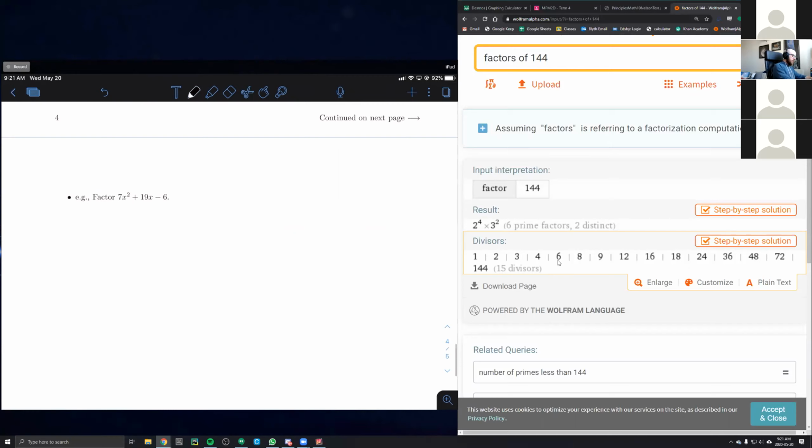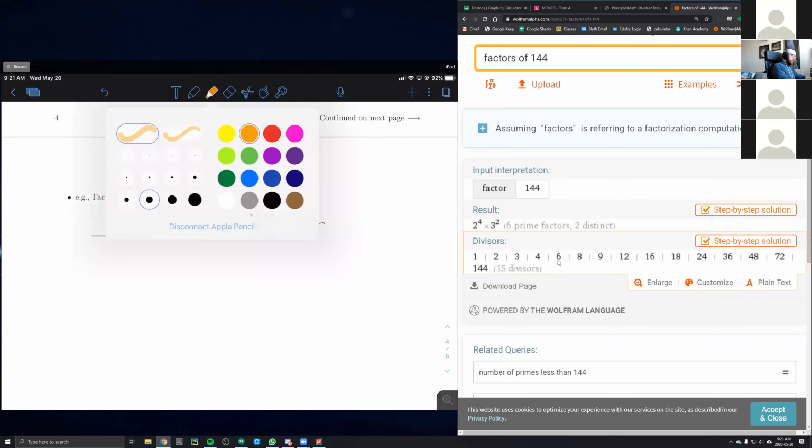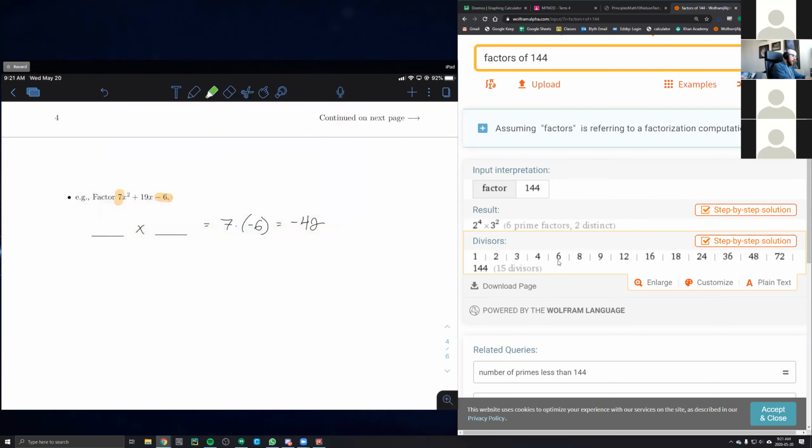So in this case, again, I'm just going to go through the same process. Multiply to get 7 times negative 6. So that's negative 42. And we have to add to get the middle term. So add up to get positive 19.